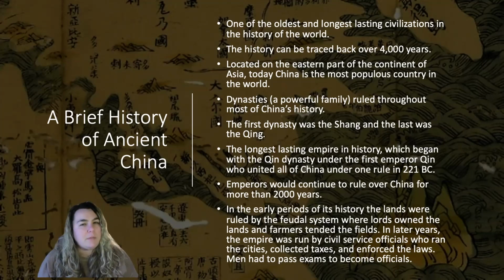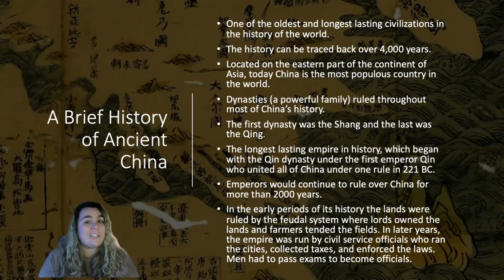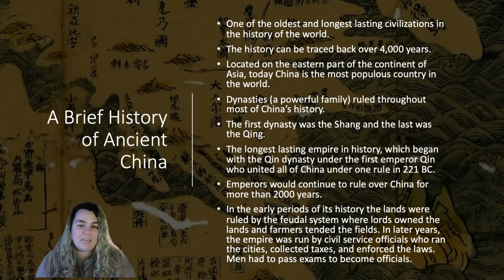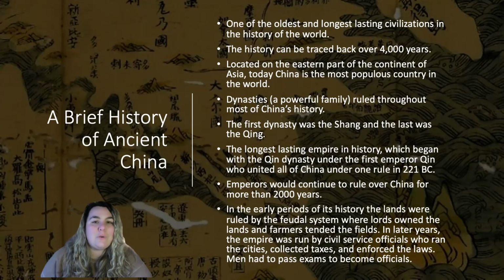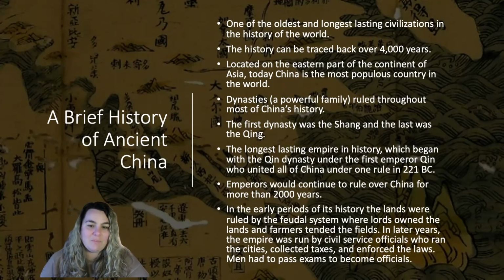So dynasties, we're going to be talking about some dynasties. Dynasties are a powerful family that ruled most of China's history. The first dynasty was the Shang, and the last was the Qing. All right. The longest lasting empire in history began with the Qin dynasty under the first emperor Qin, who united all of China under one rule in 221 BC. Emperors would continue to rule China for more than 2,000 years.